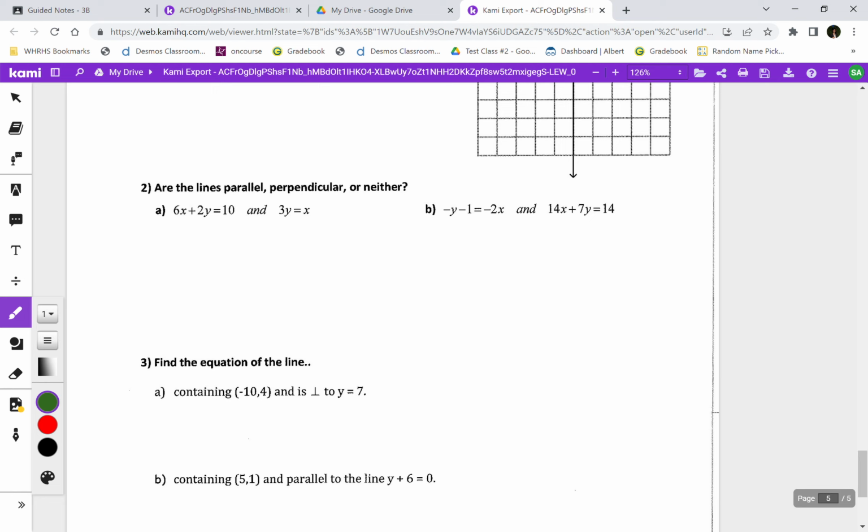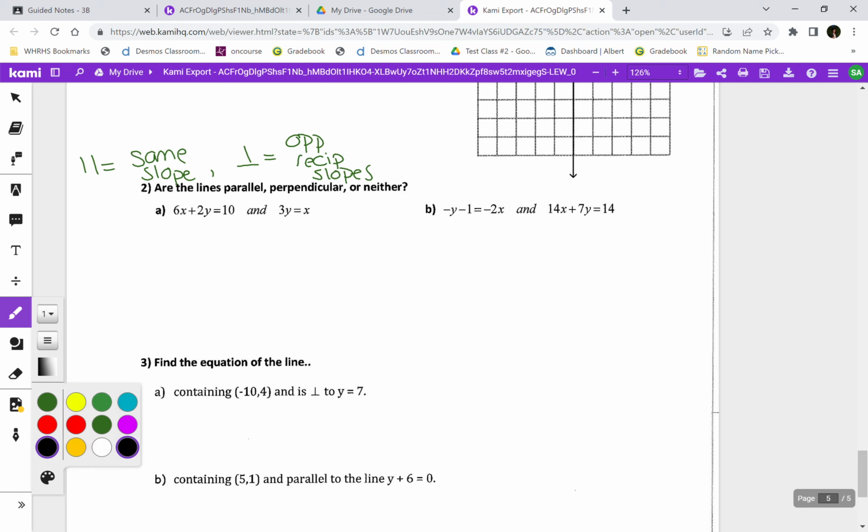So remember, parallel equals same slope. Perpendicular equals opposite reciprocal slopes. Remember that? All right. But before we can decide if they're parallel, perpendicular, or neither, what do I have to put all the lines in? What format? Adam. The slope-intercept format. Exactly. Y equals mx plus b.